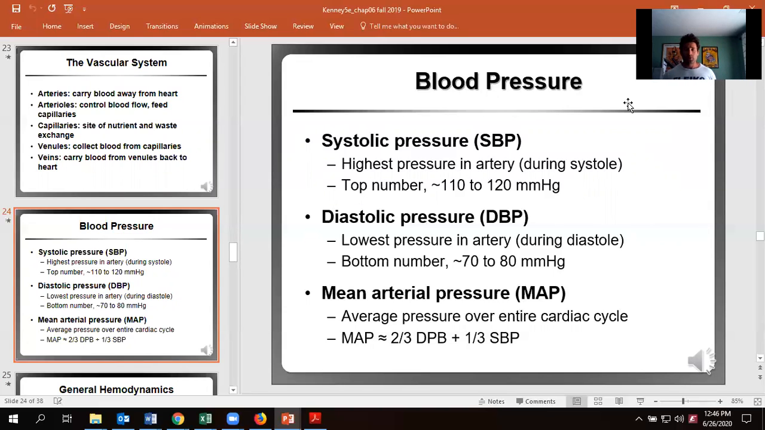Why do we care about all these things? Well, just like pipes in a building, if the pressure goes too high, they can burst.